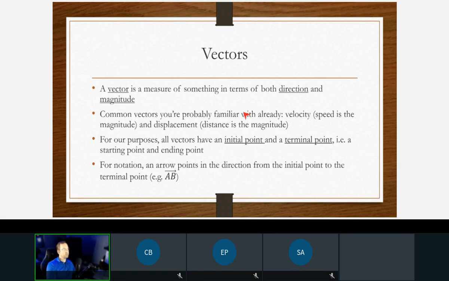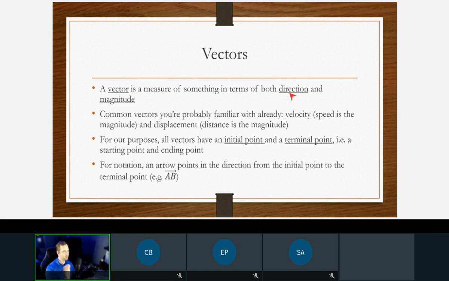Okay, so a vector is a measure of something in terms of both direction and magnitude. Now that's important. You're not going to have any questions on your test about the definition, but you need to understand that vectors have direction and magnitude. Similar to a ray you learned in geometry, you have a starting point and then it has a direction, and just an arrow that goes on forever.